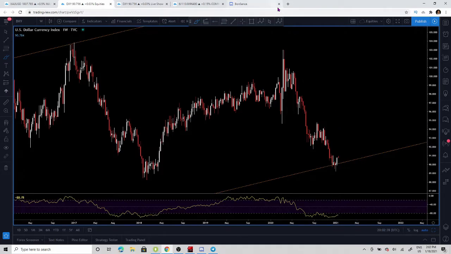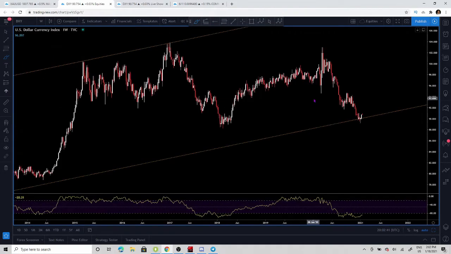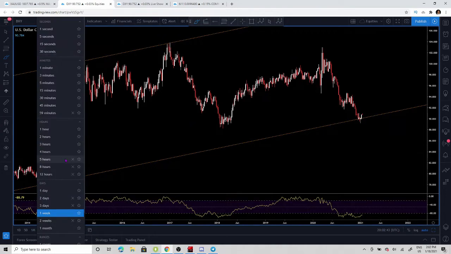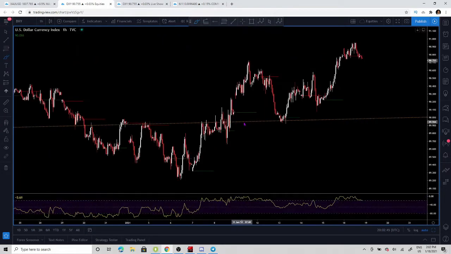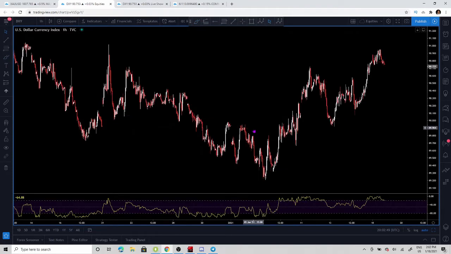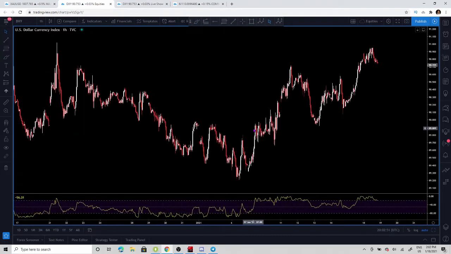But remember that we are trading currencies, and we need to look at the fundamentals every single time we trade them, right? So this was the weekly chart on the DXY.